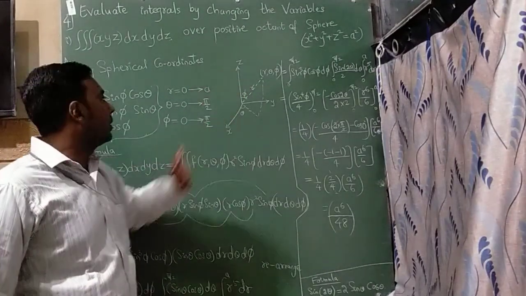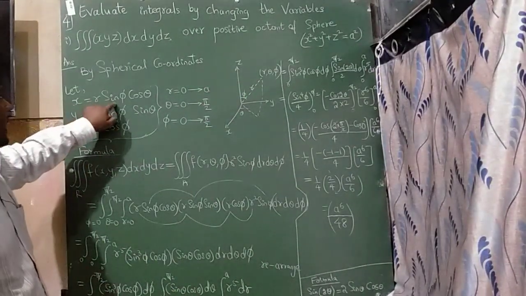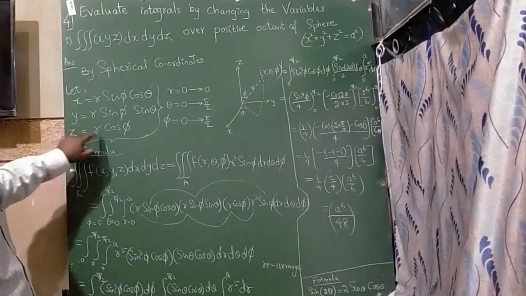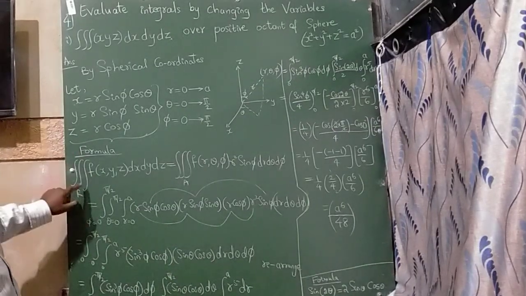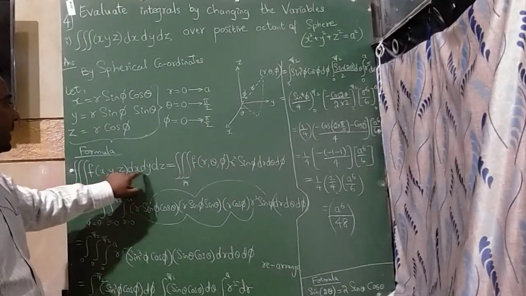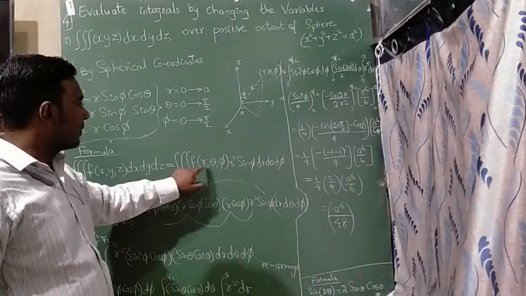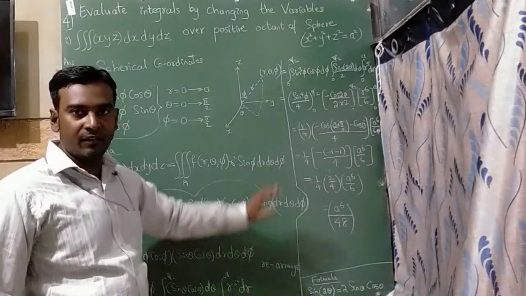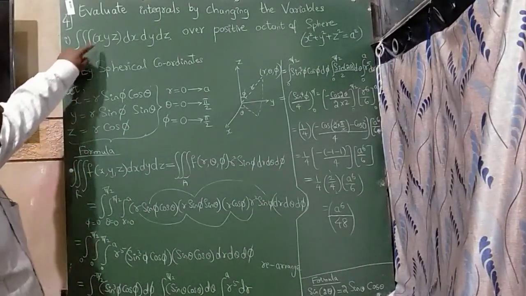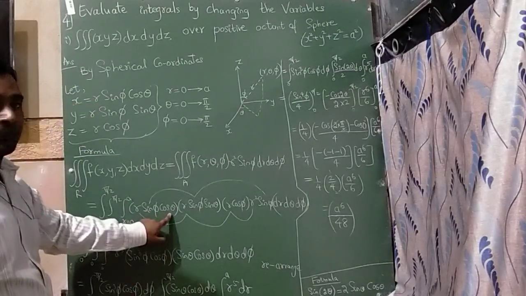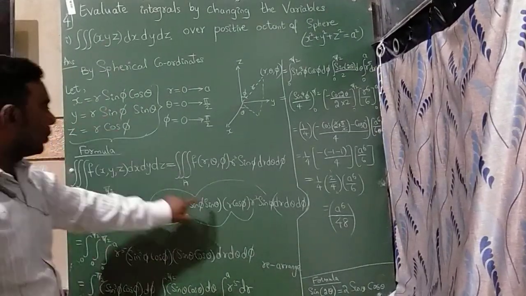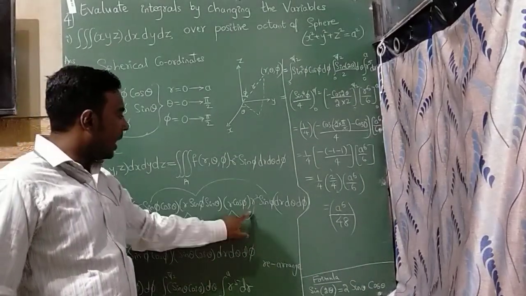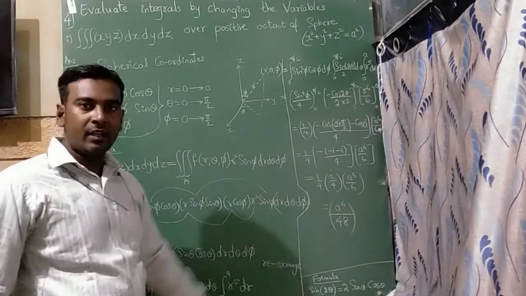Here it has been shown. Okay, x I will consider as r sin phi cos theta, y as r sin phi sin theta, and z as r cos phi. So the formula is: the integral of f(x, y, z) dx dy dz is equal to the integral of f of (r, theta, phi) times r square sin phi dr d theta d phi. In place of x I am going to write this whole term here, in place of y I am going to write this whole term here, and in place of z I have written here, and r square sin phi dr d theta and d phi.